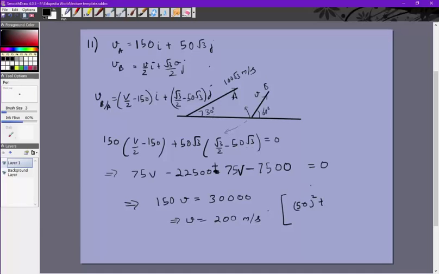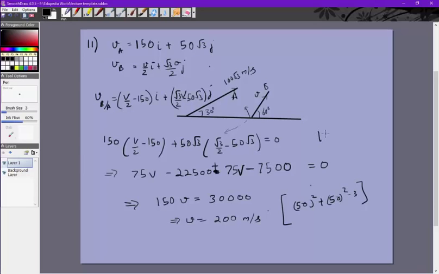plus, now this is root 3 by 2 V. Root 3 by 2 times V minus 50 root 3. We can just take root 3 common. V by 2 is 100 again minus 50, that is 50, and we can multiply that by root 3. So that is 50 squared into 3. This is 50 squared into 4. The root of it will be 100.